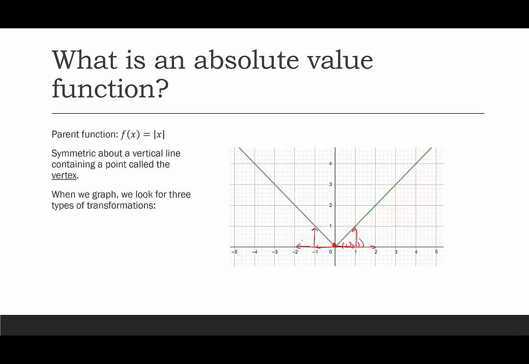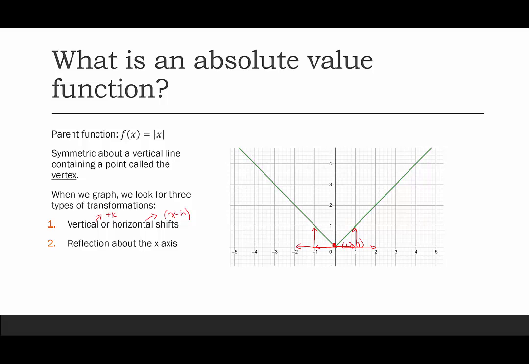When we graph absolute value functions or functions in general, we look for 3 types of transformations. We look for vertical or horizontal shifts. Those will be given in the equations of our transformed functions. So a vertical shift would be of the form something happening to the function and then plus or minus k. And a horizontal shift will occur within the function, and x minus h will move the graph left or right from that (0, 0) vertex.